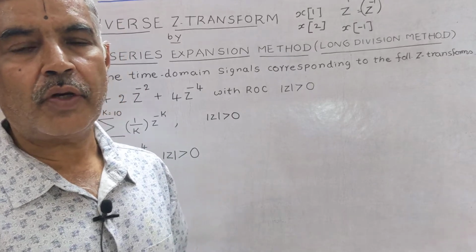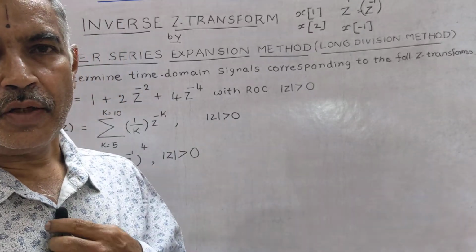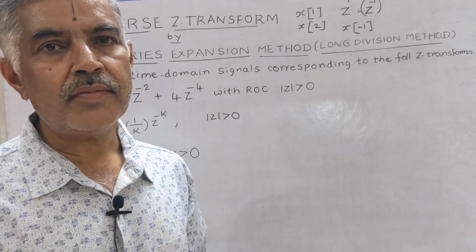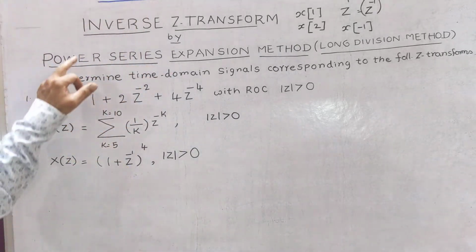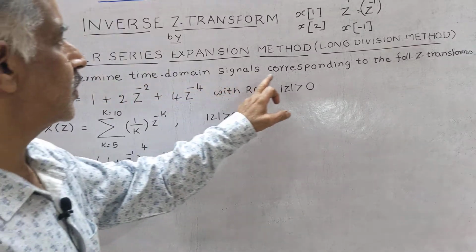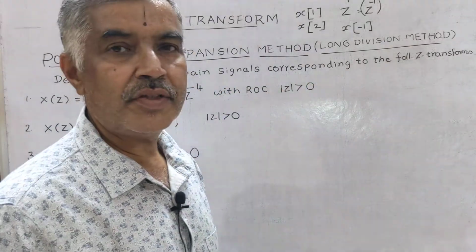Now today I will work out problems on inverse Z transform by power series expansion method. First problem, these are the three problems. Determine time domain signals corresponding to the following Z transforms.